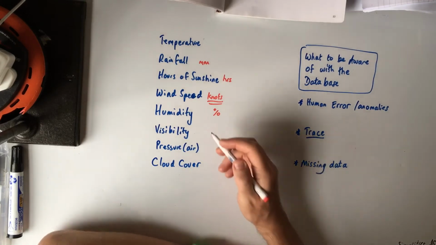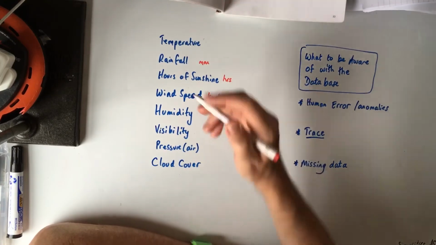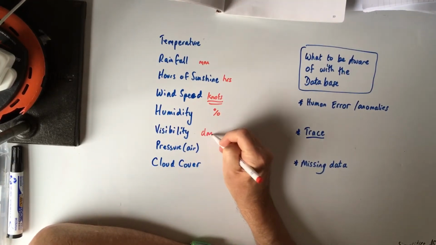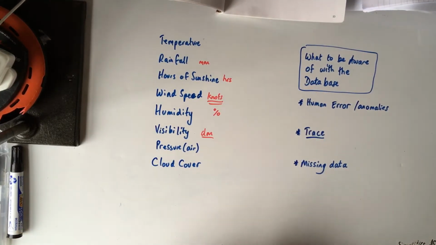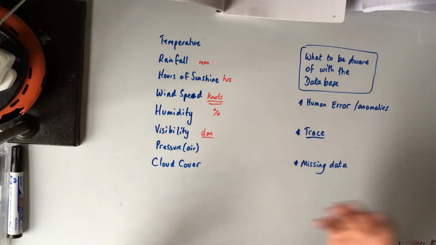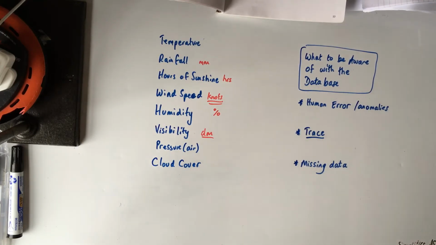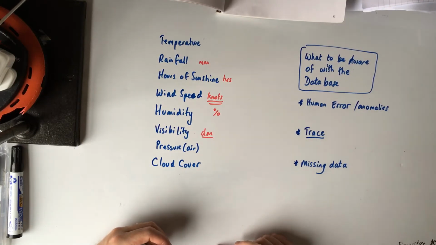Okay. Visibility, I looked this up only from the book. It's got it in decimeters, so I think that must mean 10 meters. So if they say the visibility is 8 decimeters, it means you can see 80 meters. A foggy day it would be less. A bright clear day with no air pollution, it would be more.